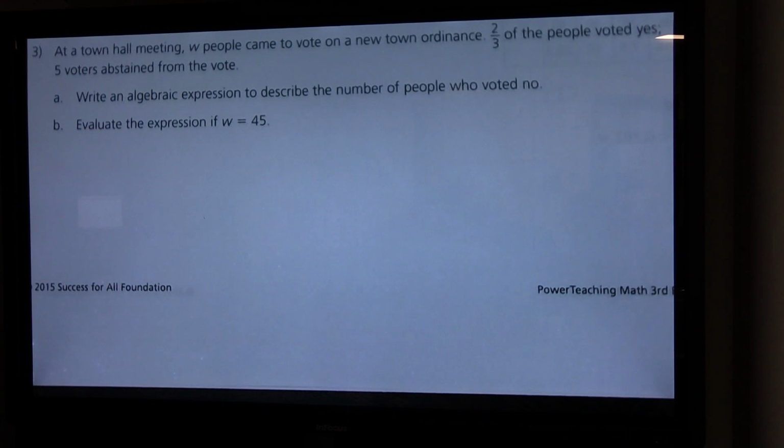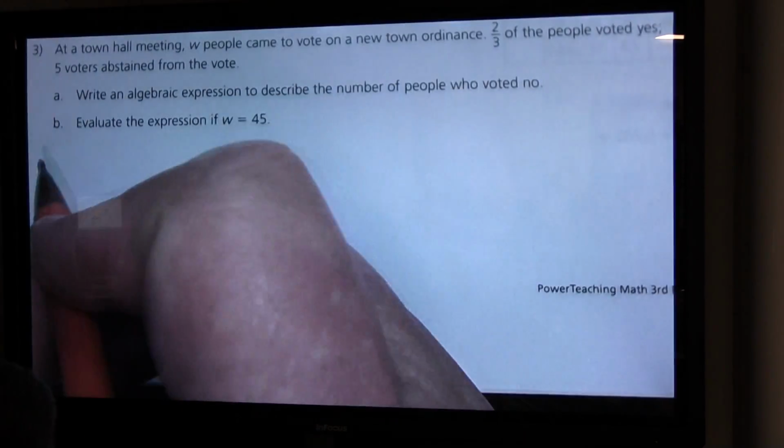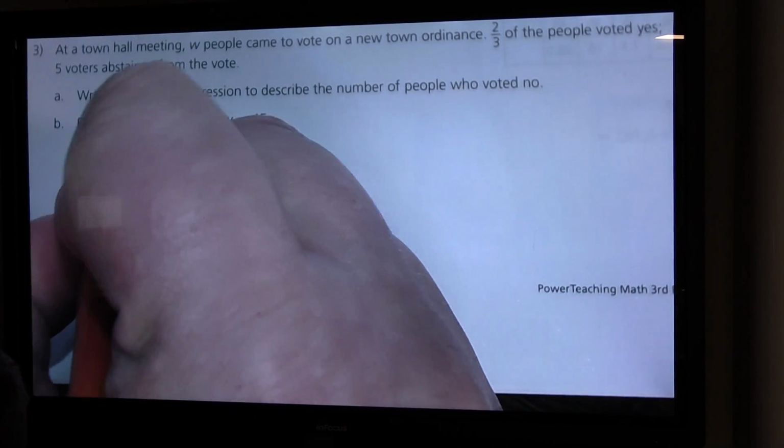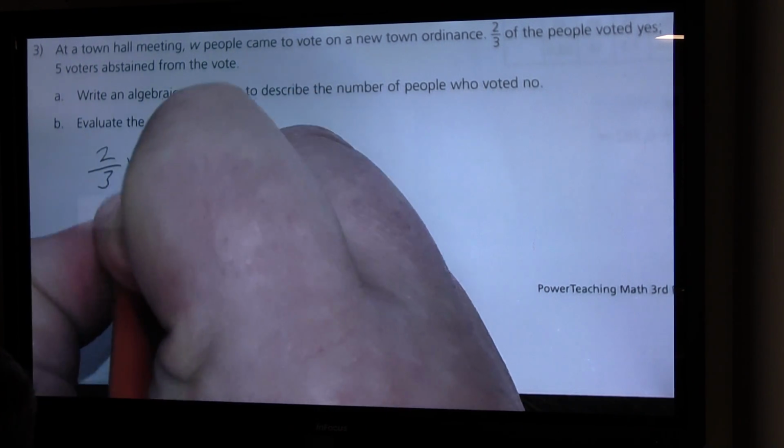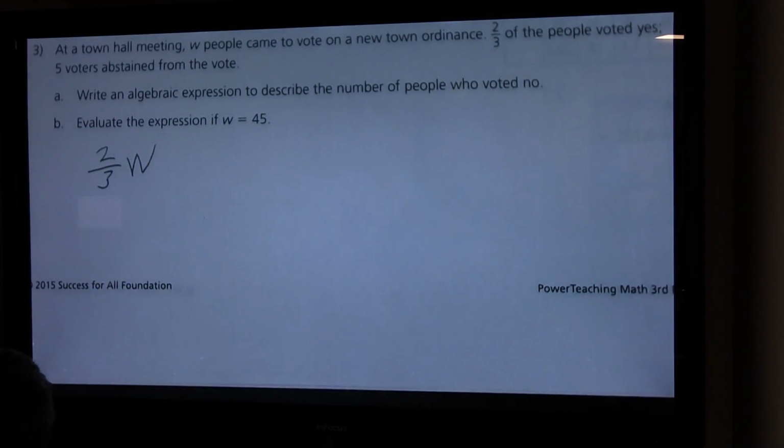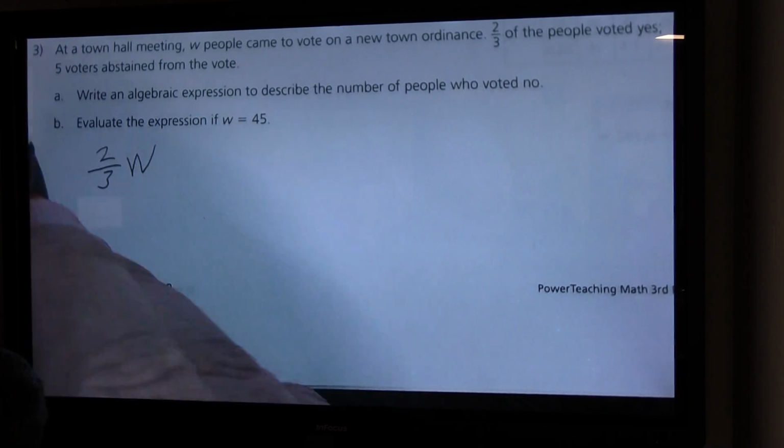Okay, let's look at it this way. If 2/3 voted yes, I can make a very long, complicated algebraic expression doing that. I'll show you this complicated version, and then we're going to do a simpler algebraic expression. I could say that 2/3 of the people, that would be 2/3 of W, and I know 5 voted.